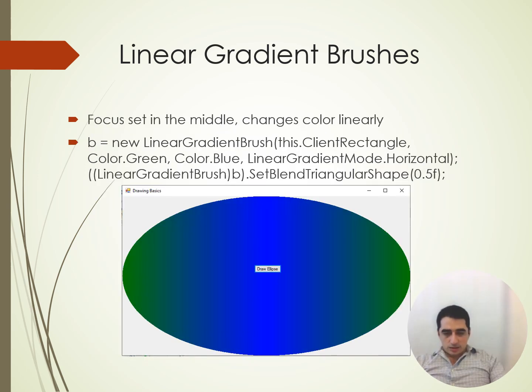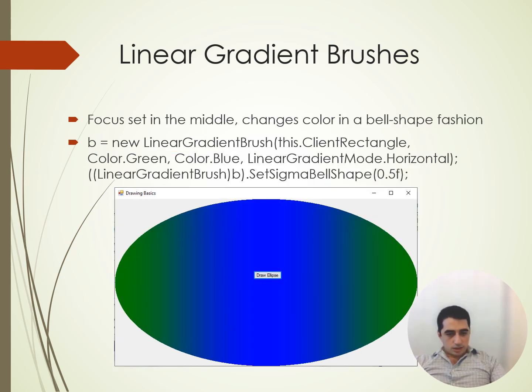If you want to set the first color to the extreme ends and the second color to the middle of the shape, then what you need to do is call this method SetBlend, triangular shape, and basically use 0.5. That specifies the focus of the second color at the middle, and the sides would be colored with the first color. But you still need to create the same linear gradient brush with the same colors in the same horizontal mode.